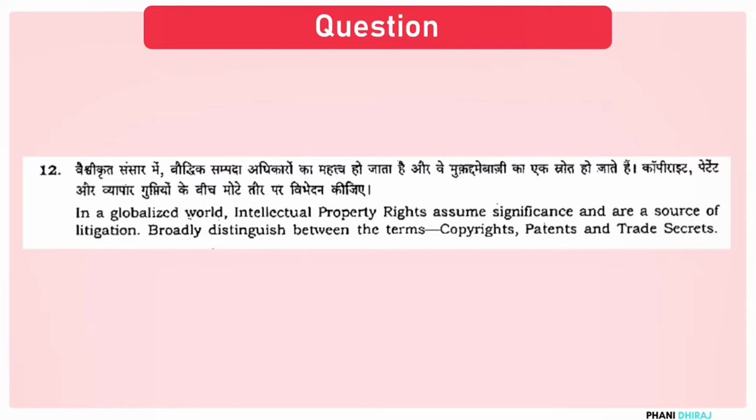Coming to question number 12, in a globalized world, intellectual property rights assume significance and are a source of litigation. Broadly distinguish between the terms copyrights, patents, and trade secrets. So what are the important focus areas for this question? So first you have to give an introduction as to what intellectual property rights are. Why are they important? And why they lead to litigation in the first place? The final portion of the answer should be a clear distinction or differences between the terms copyrights, patents, and trade secrets.